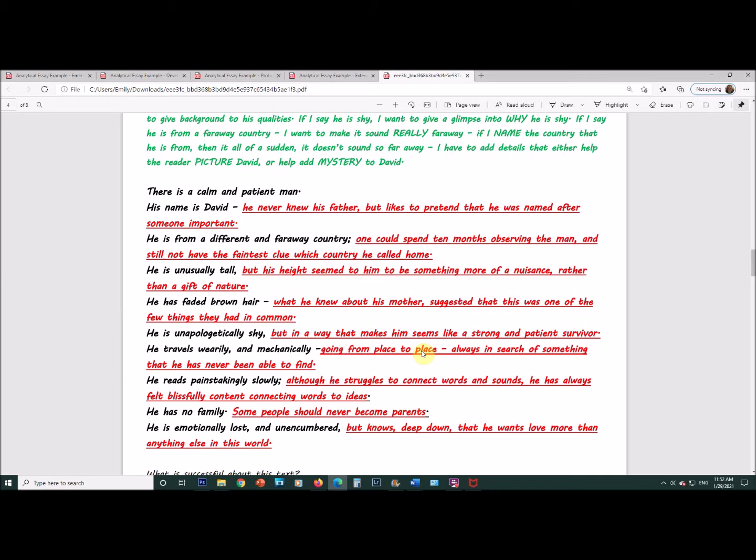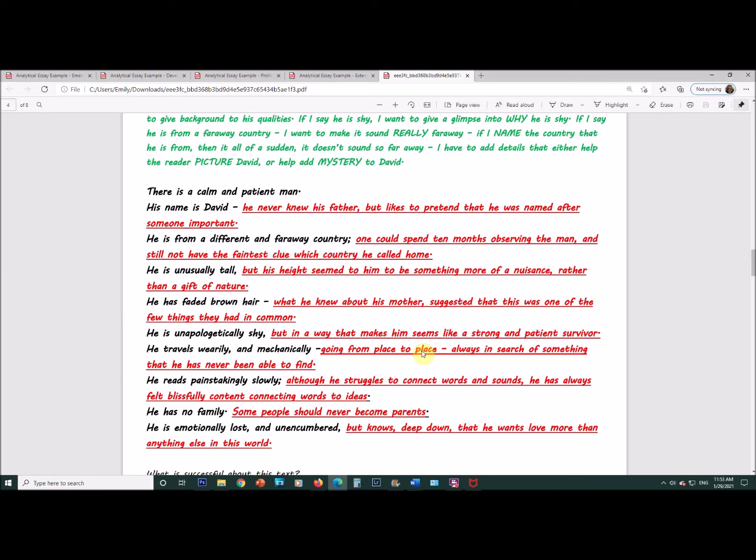So just an easier way for me to be like, hair? Yeah, okay, hair's unimportant. Well, that's the most important thing he has in common with his mom, which then makes it sound distant. He is unapologetically shy, but in a way that makes him seem like a strong and patient survivor.